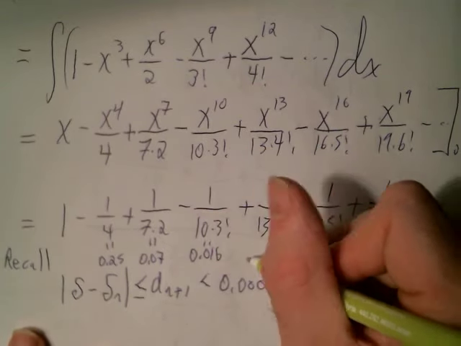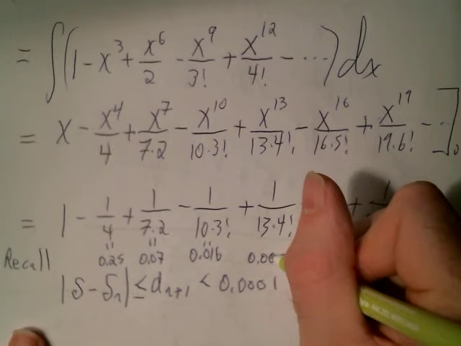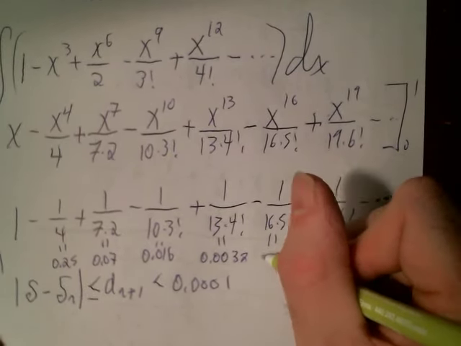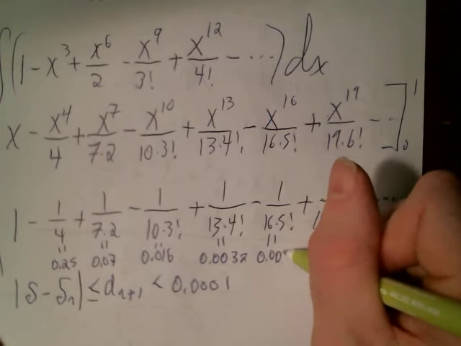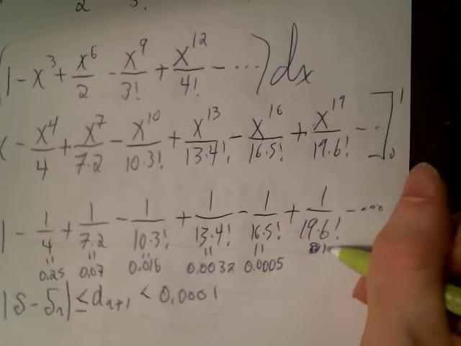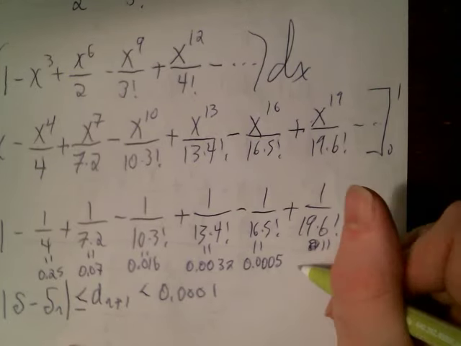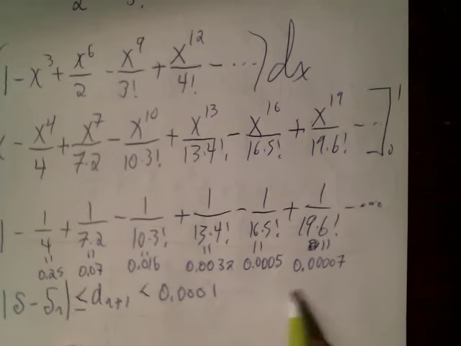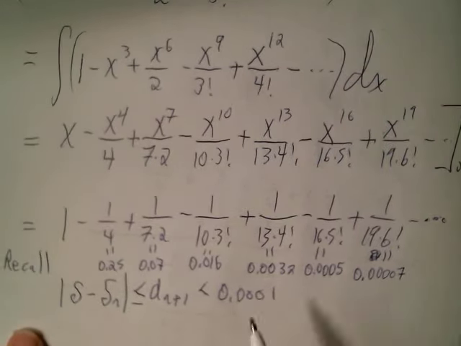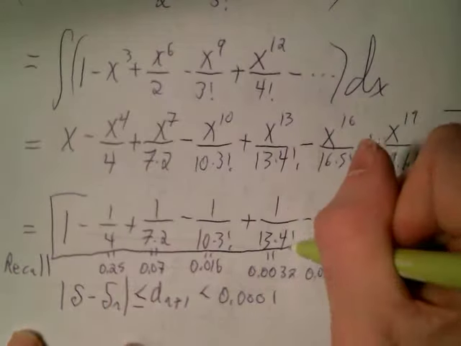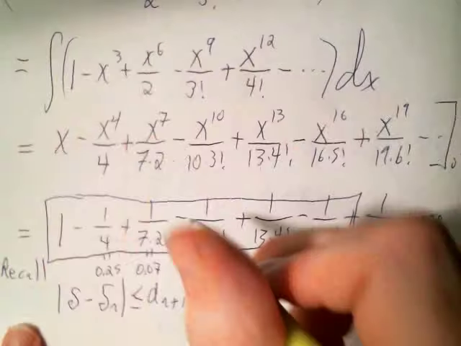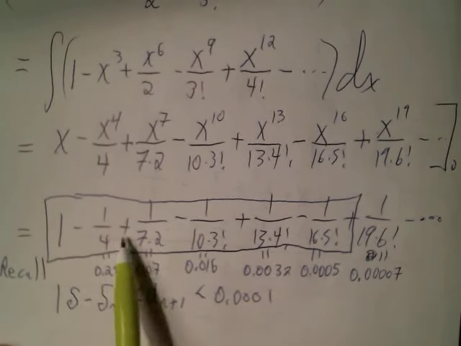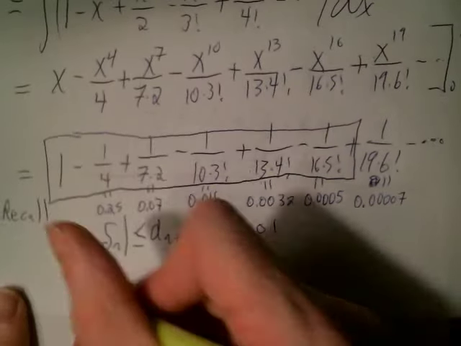Then 1 over 13 times 4 factorial is 0.0032, not good enough. 16 times 5 factorial, we get 0.0005, still not good enough. And then finally on this last one, we get 0.00007, which will put us in there. So your answer is everything before that last term. That is the S sub n that we want. So it's S sub 1, 2, 3, 4, 5, 6.